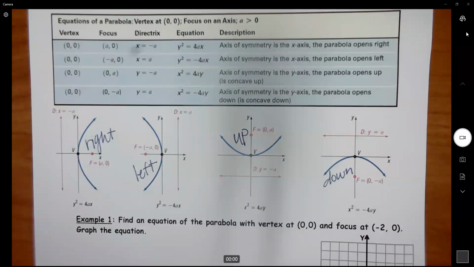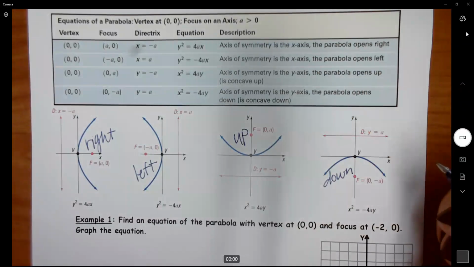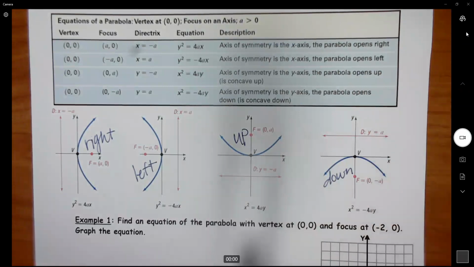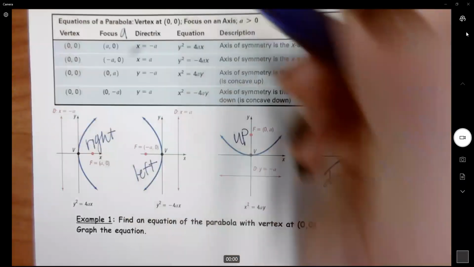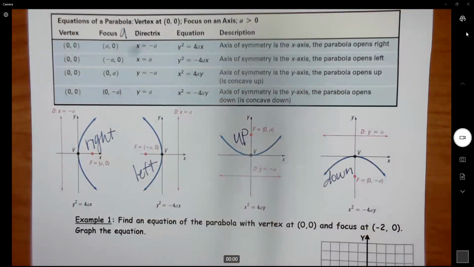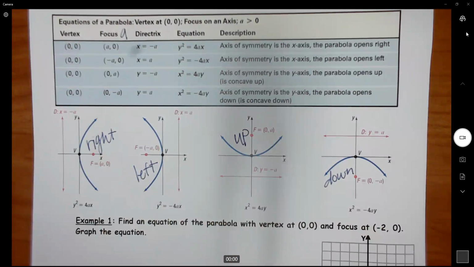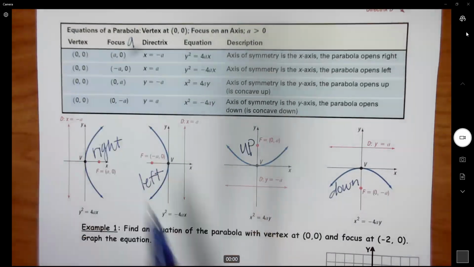Now, the other big thing to focus on here is the focus. In previous lessons, C was the variable for your focus. Here, you only have one variable, and that's A. So your focus is represented by A this time, not C. And then your vertex here doesn't have a variable in this case, but technically the vertex is (h, k).